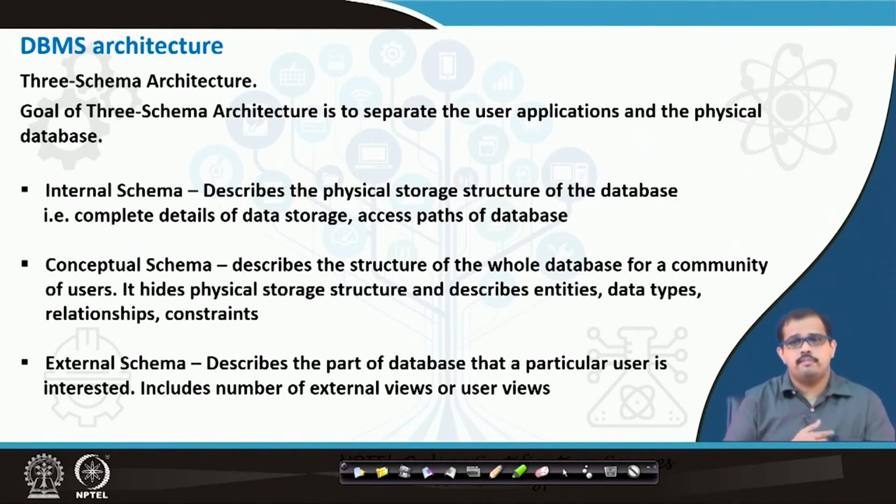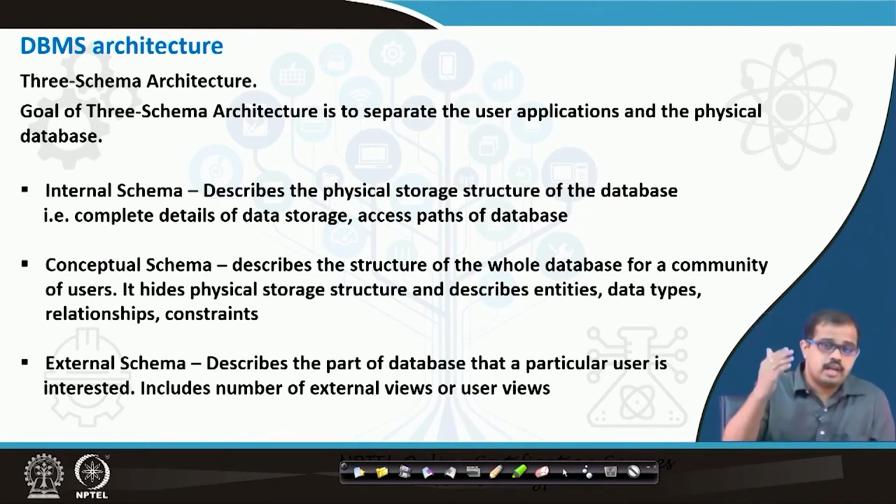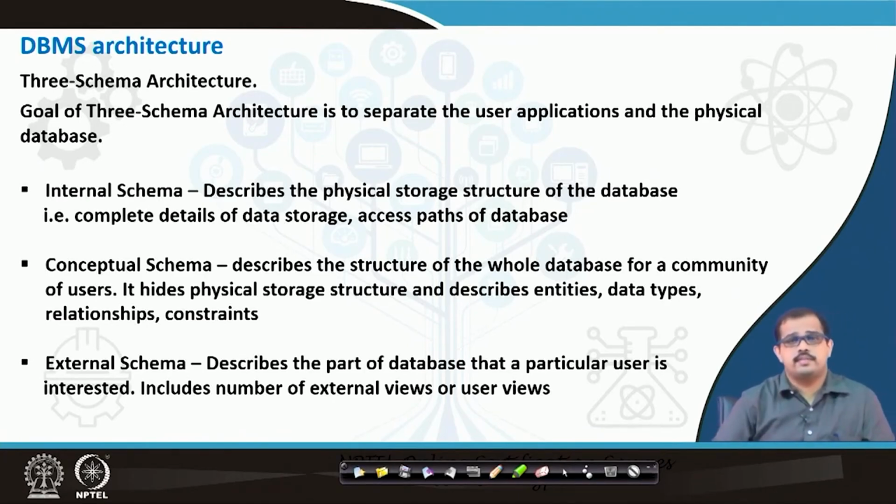Though it has evolved over a period of time, today you can find more complex schemas available for defining the architecture of a database management system. But when we speak about a basic schema, this is how the database management system architecture is defined. The first one is the internal schema. The internal schema describes the physical storage structure of the database, that is, complete details of the data storage and access path of a database.